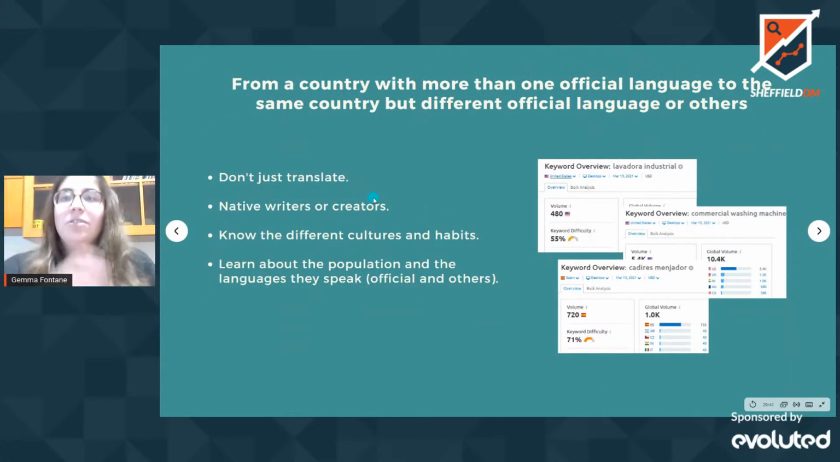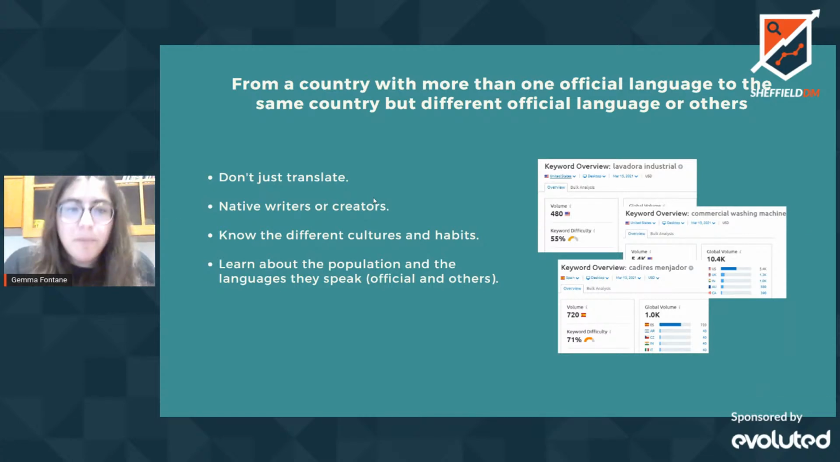So, in this case, don't just translate. Remember to learn about the population, the languages they speak, and whether they use this language online or not. You can validate this with Google Trends and with a lot of keyword tools that will help you decide if there are enough searches of this concept in this language.